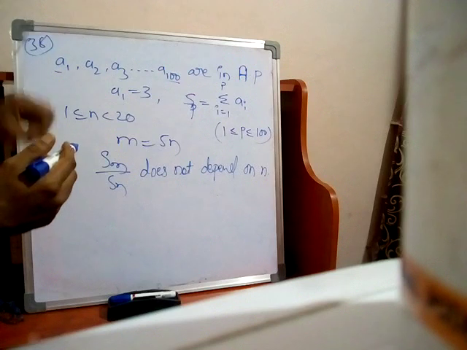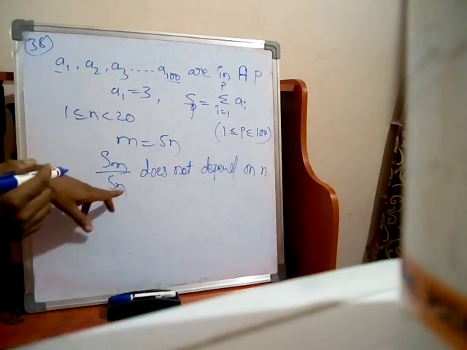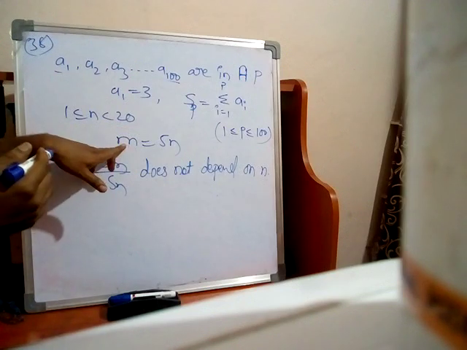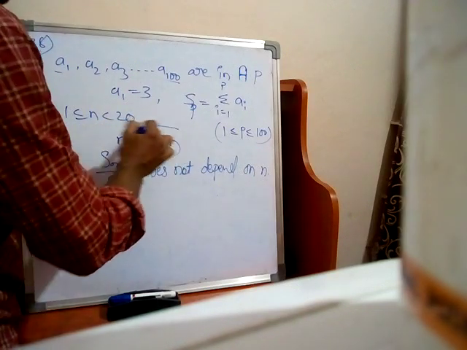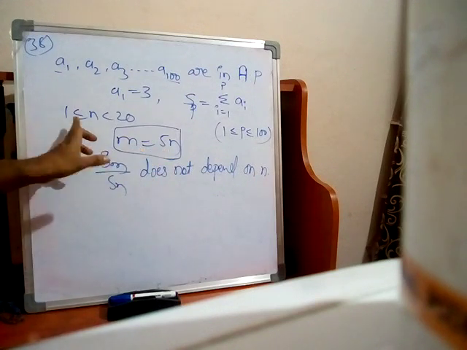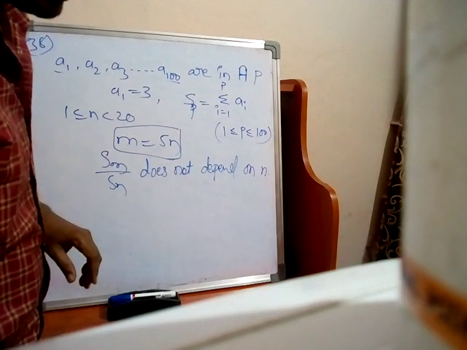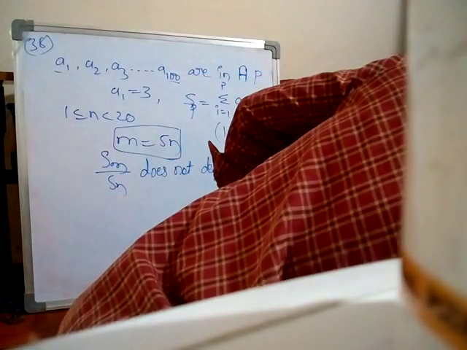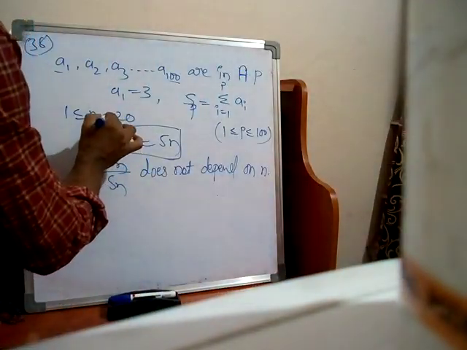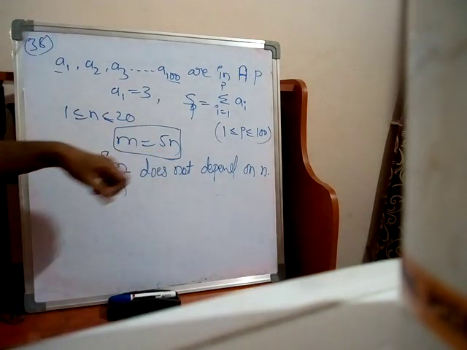And what are the N values? N values are between 1 to 20 only. M is equal to 5 times N. N lies between 1 and 20, and 20 is also included. So 1 is less than or equal to N, less than or equal to 20, and M is equal to 5N.